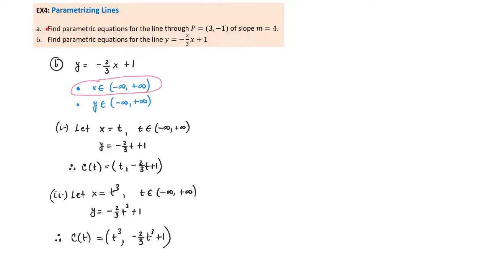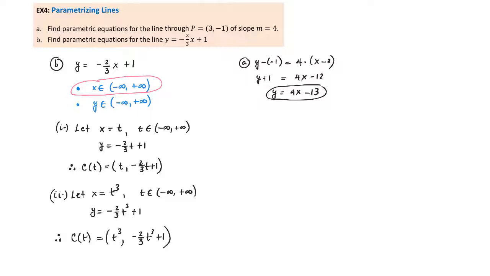Part A is asking us to find the parametric equations for the line through this point with slope 4. They didn't give us the equation of the line, but we can easily find that. I'm going to use the point slope form of a linear equation. y minus negative 1 is equal to 4 times x minus 3. That means that y plus 1 is going to be equal to 4x minus 12. y is going to be equal to 4x minus 13. So that's what I have.